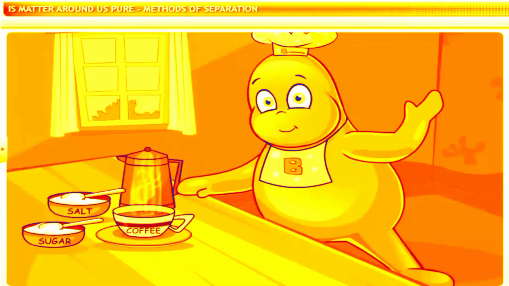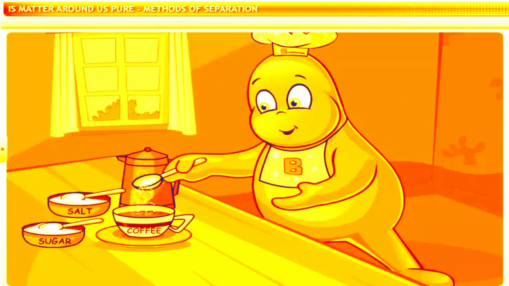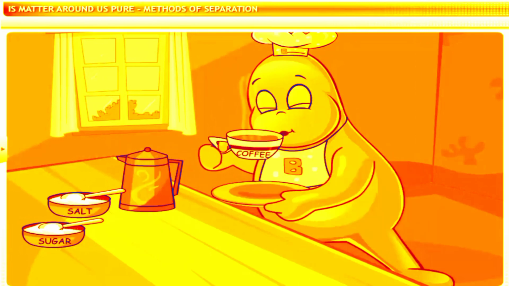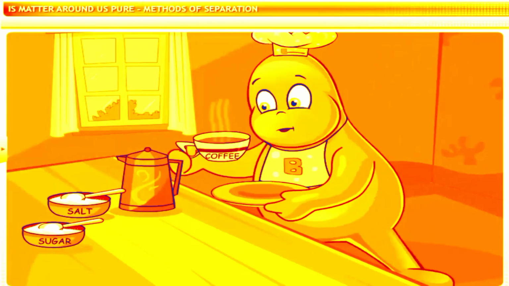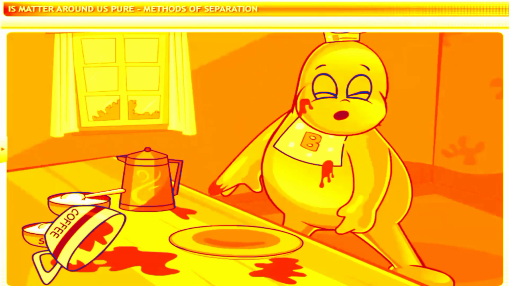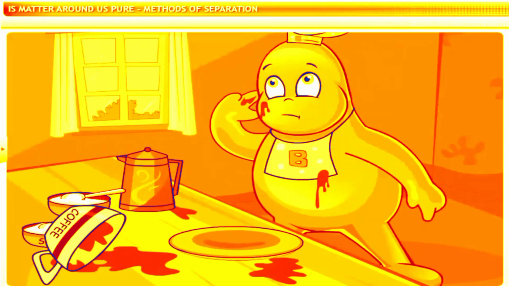Hi. My name is Blob. I'm just about to make a cup of coffee for myself while we chat. Oops. I must have added salt instead of sugar. Let me try to remove the salt from the cup. Now, I'm in a mess. I wonder how you separate a solid from a liquid, or even a liquid from a mixture of liquids. Any ideas?